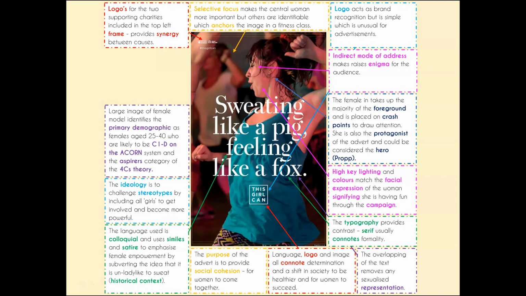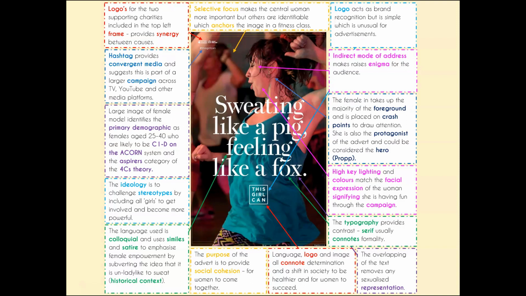The reason that they're going to be sort of middling on the ABC1 scale is because if you have more disposable income, then you are more able to spend that disposable income on things like going to a gym or training or eating well. So they're targeting that group of people who haven't quite got the level of disposable income to do that for themselves. And obviously they're going to be aspirers because they want to aspire to be like the women within this advert, and perhaps also aspire to be a little bit fitter and a little bit healthier as well.